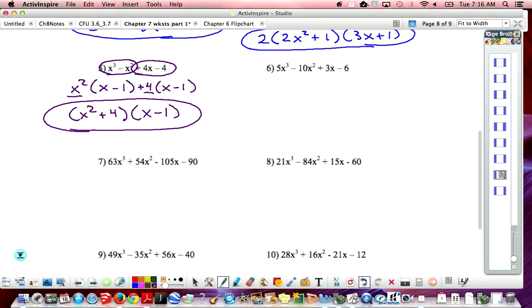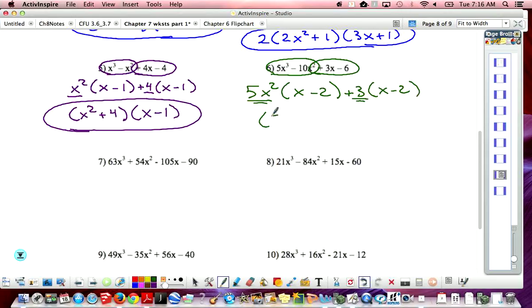Number 6, first two terms share a 5 and an x squared. So I'm left with just x minus 2. 3x and minus 6 have a 3 in common, so I'm left with x minus 2. So I have 5x squared plus 3 sets of x minus 2's.